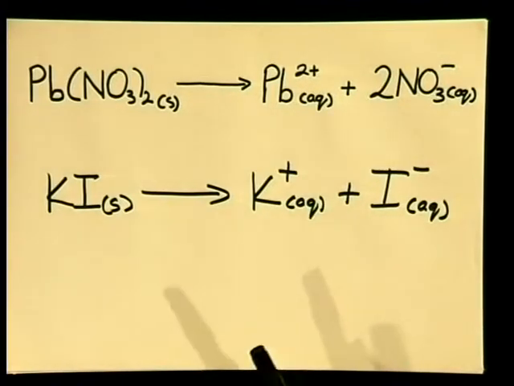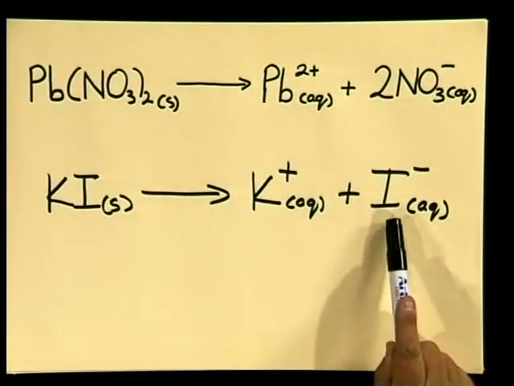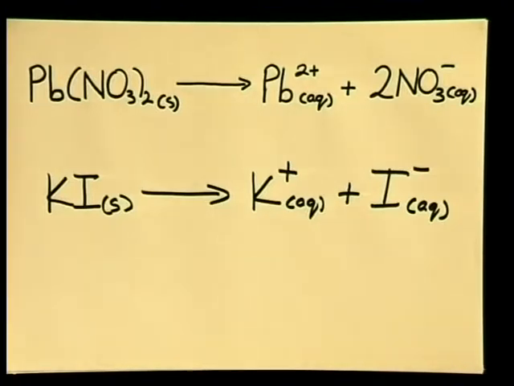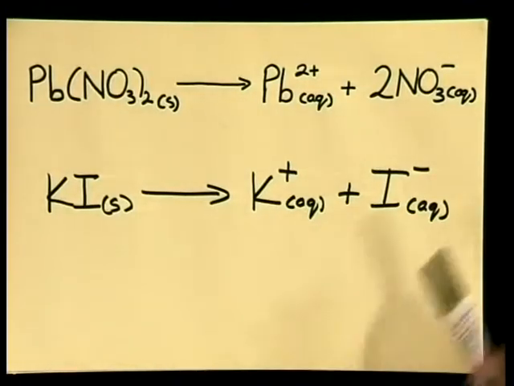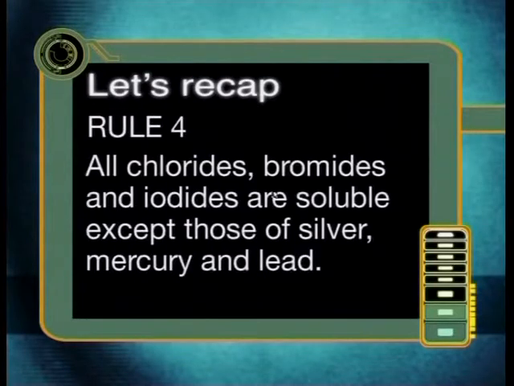Notice that when we mix the two solutions together, we have lead and potassium cations present, and iodide and nitrate anions present. These ions are free to move around in the new solution. Any precipitate must be formed from a combination of these ions. Do you remember the solubility rules for lead ions and iodide ions? Rule number 4 says, all chlorides, bromides, and iodides are soluble, except those of silver, mercury, and lead. So lead iodide is therefore insoluble.